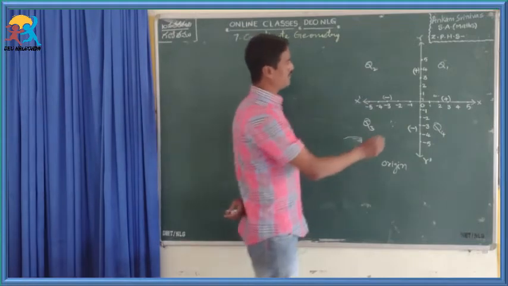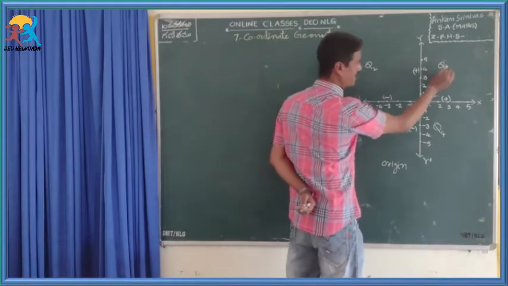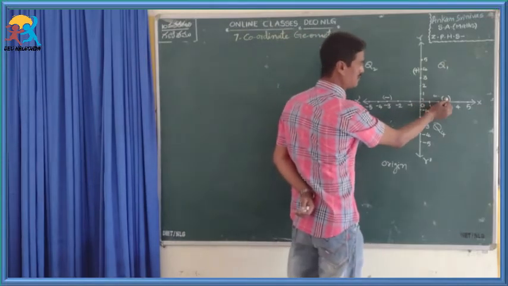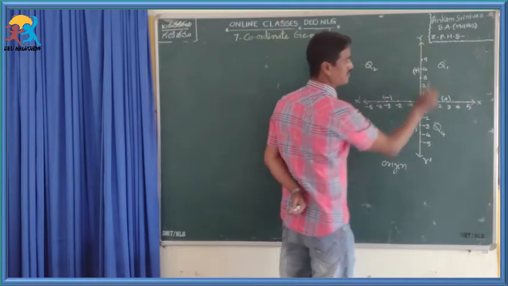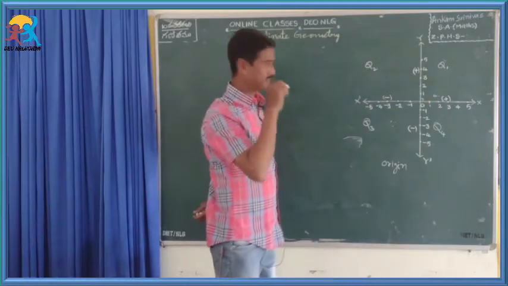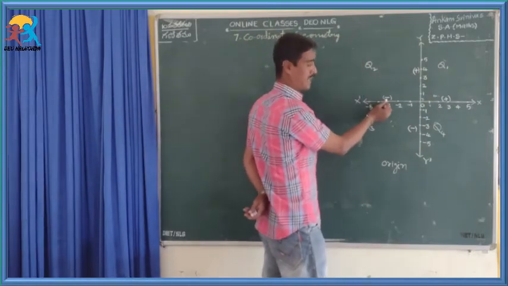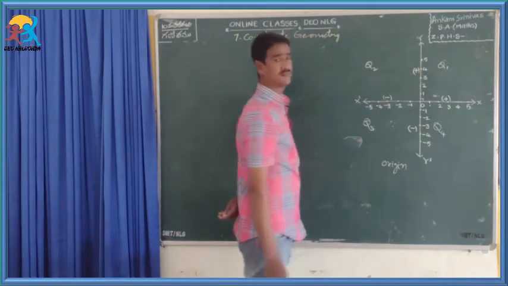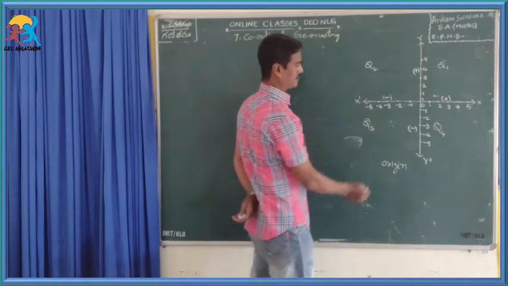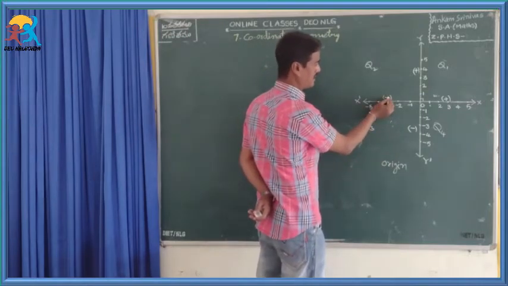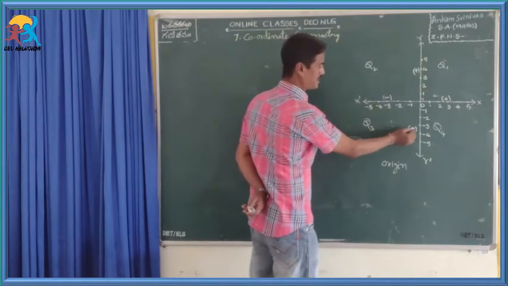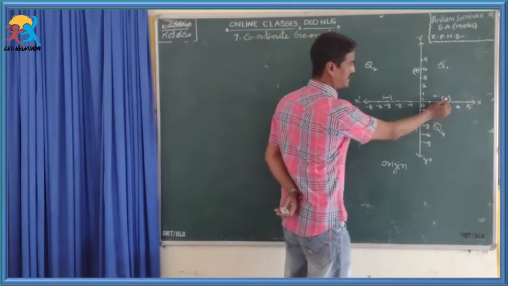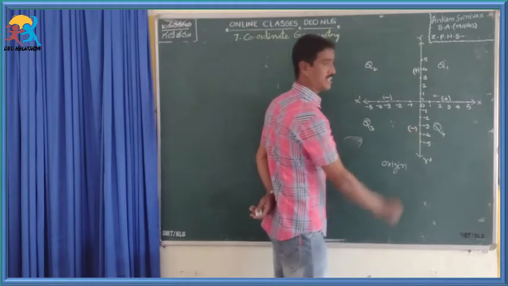If you take quadrant 1, the x-axis is positive and the y-axis is positive. In quadrant 2, the x-axis is negative and the y-axis is positive. In the third quadrant, the x-axis is negative and the y-axis is negative. And in quadrant 4, the x-axis is positive and the y-axis is negative.